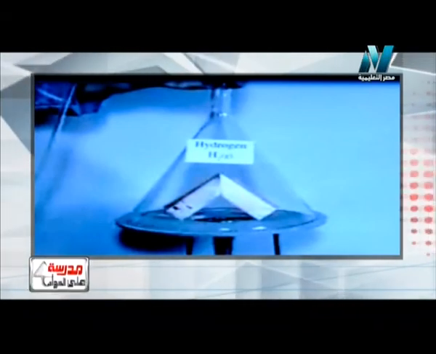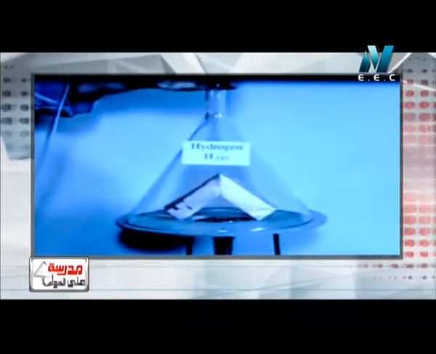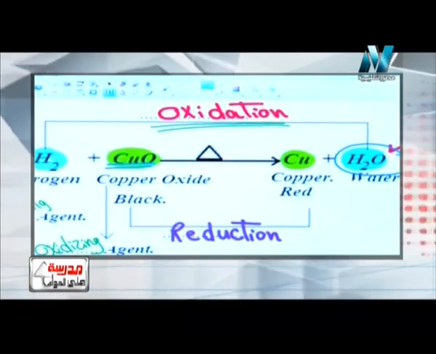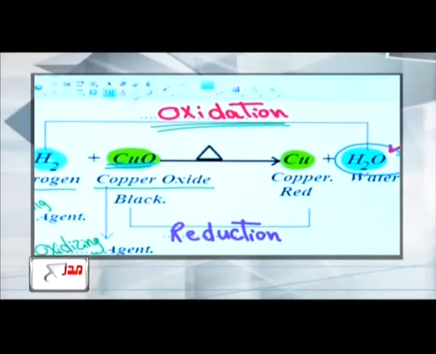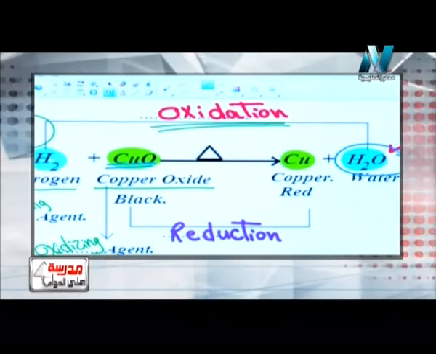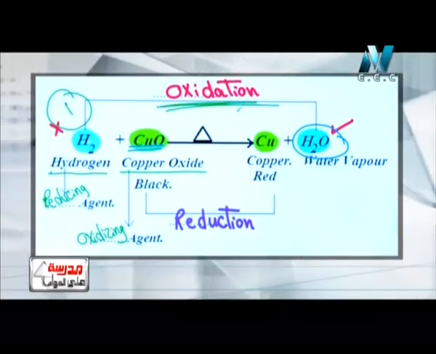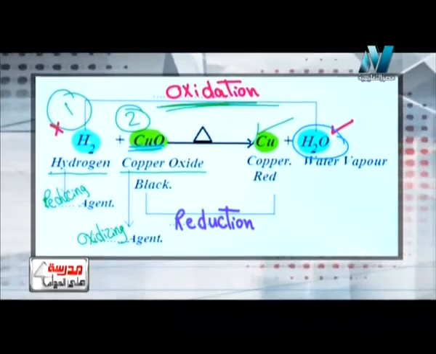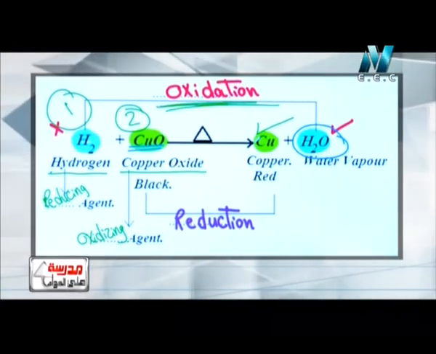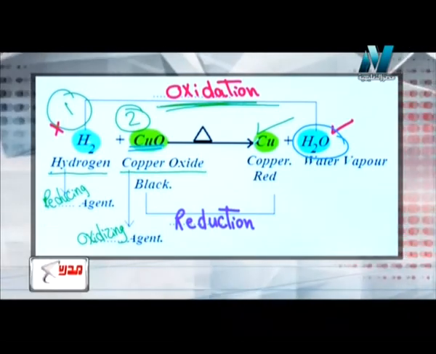Because hydrogen takes oxygen as reducing agent and the copper oxide gives oxygen as oxidizing agent. Again, we put hydrogen and the hydrogen takes oxygen as reducing agent and the copper oxide gives oxygen as oxidizing agent. From this equation, hydrogen is the reducing agent and copper oxide is the oxidizing agent. On the first step, hydrogen changes into water, so we have oxidation because the ratio of oxygen increases. On the second step, copper oxide changes into copper, so the percentage of oxygen decreases, so we have a reduction process.